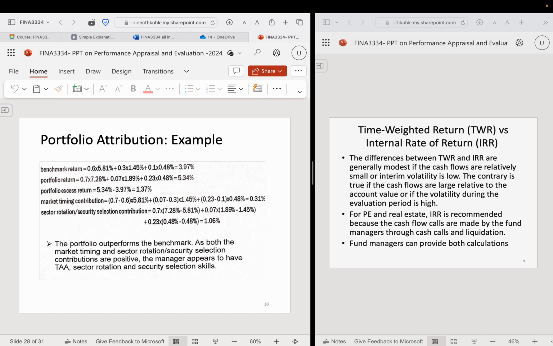When you calculate the market timing attribution, you always use the benchmark return times the difference in the weighting. For security selection, you compare the portfolio's asset class return against the benchmark's asset class return. These two figures should add up to equal this figure. If these two figures do not add up to this figure, that means something is wrong with your calculation. Sometimes if this is negative, the other will be a lot bigger positive to offset.